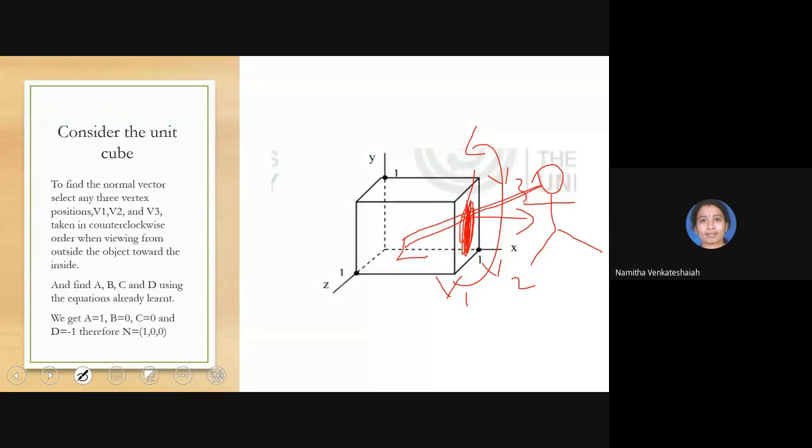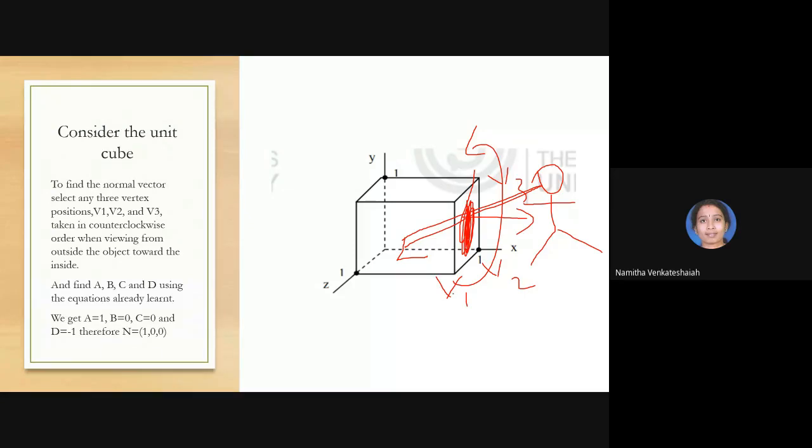So I'll repeat. We are considering the unit cube. In the unit cube, I want to find the normal vector. How do you find the normal vector for this unit cube? That depends on the viewing point. Suppose the viewer is viewing from this place, from outside to inside towards the origin.